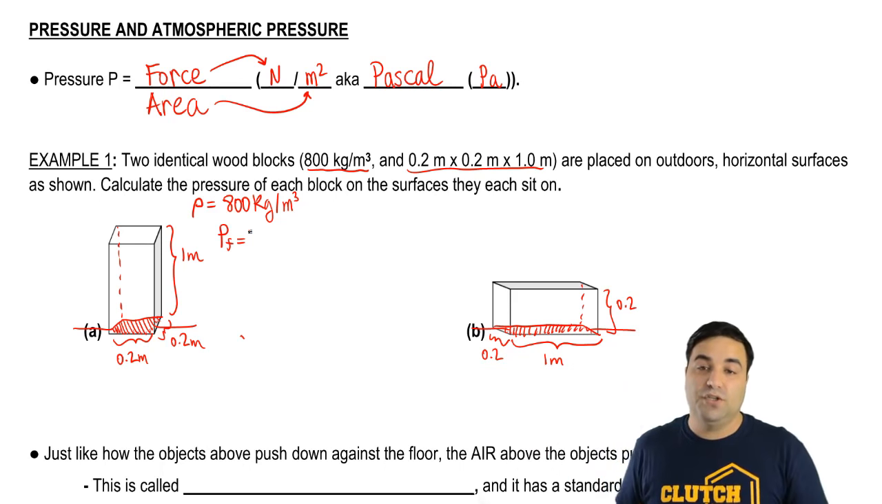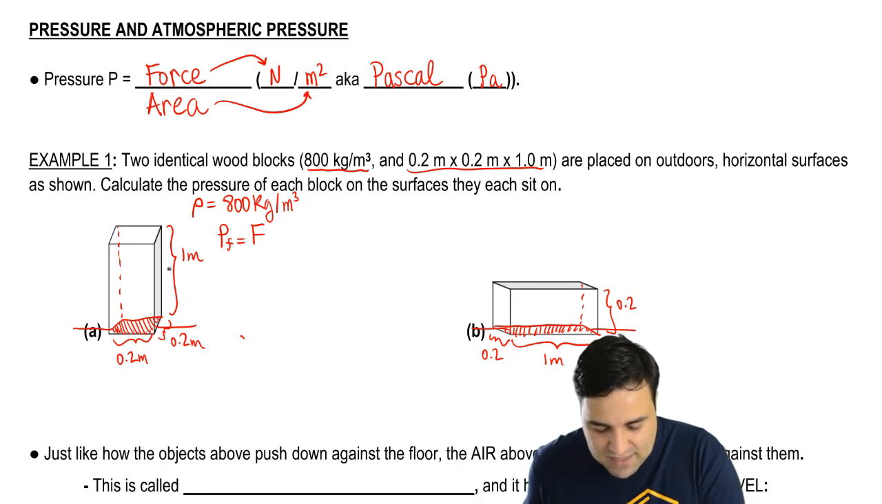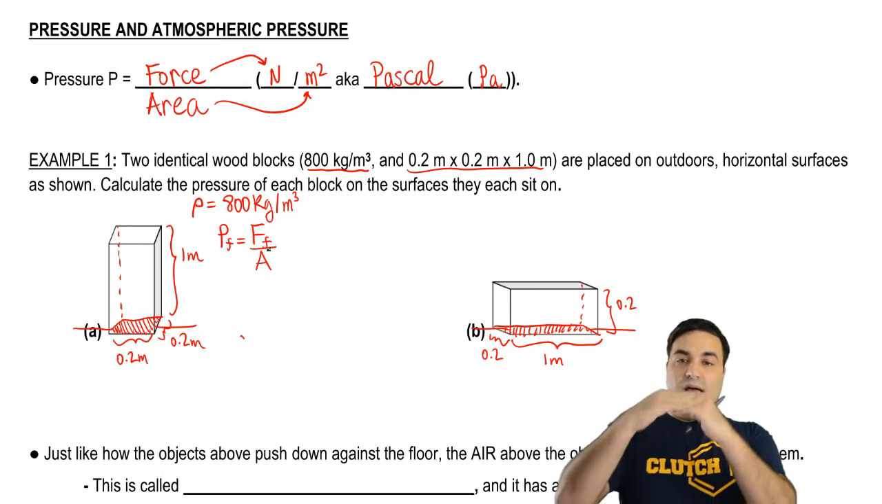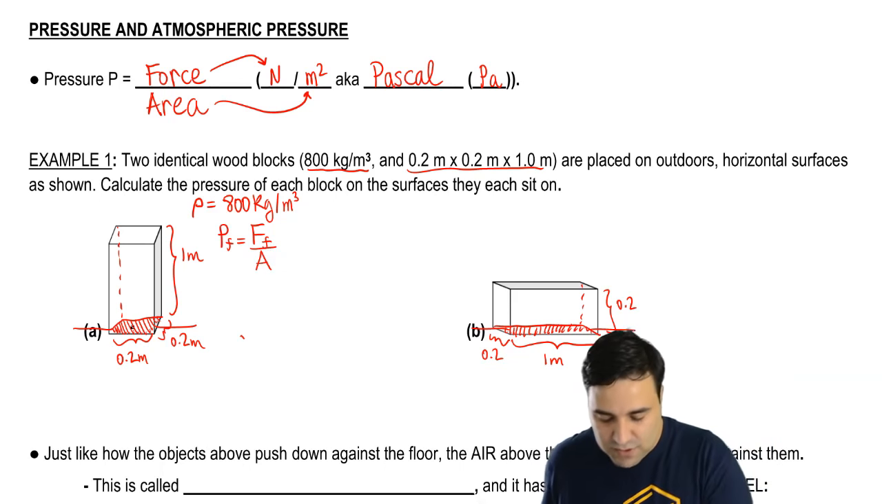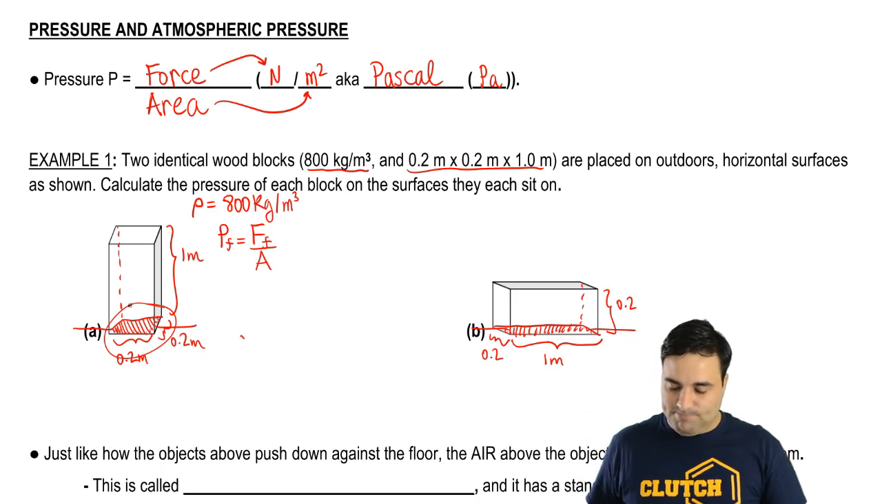Well, the equation for pressure is force over area. So let's write that. It's the amount of force that the block applies on the floor divided by the area that they're touching. How much area is there between the two of them, which is just this area down here, the area of interaction.